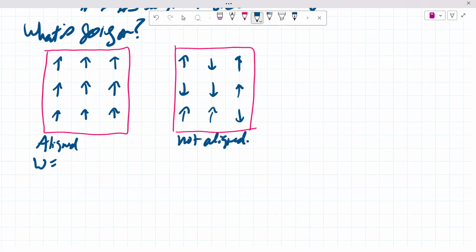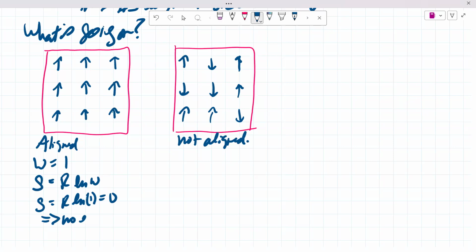How many ways are there to have a perfect lattice? One way to have a perfect lattice. So S equals R ln W, where R is the ideal gas constant. Substitute the number in: ln 1 equals 0. So there is no entropy. It's kind of like absolute 0.